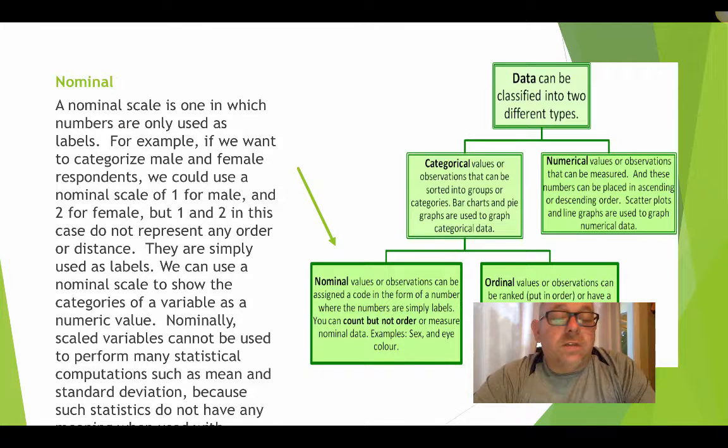Values are observations that can be assigned a code in the form of a number, whereas the numbers are simply labels. Labels such as male and female, race. When we put them into a statistic to run them for statistics, we turn them into numbers. So like male would be 1 and female would be 2. Also, it can be anything upper, middle, lower in terms of socioeconomic status and that. Nominal scale variables cannot be used to perform any statistical computations. So male and female, we could not add up males and females, but we could give them a number like 1 and 2.